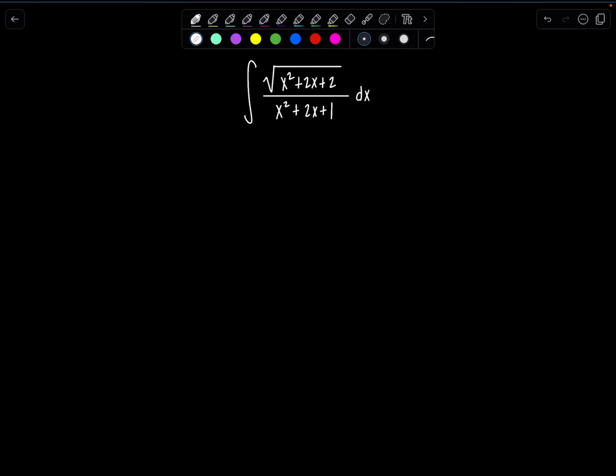We have the indefinite integral of the square root of x squared plus 2x plus 2 over x squared plus 2x plus 1 dx. And I picked it because I want you guys to use this as an opportunity to test yourself, especially if you're someone who follows along with the playlist.